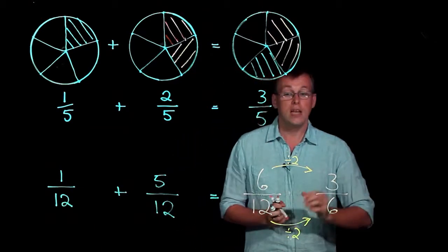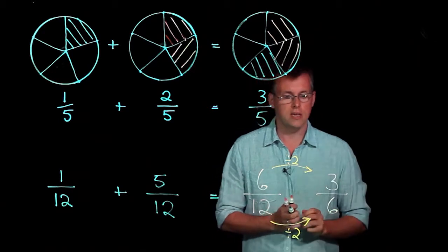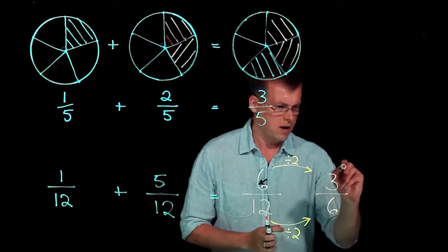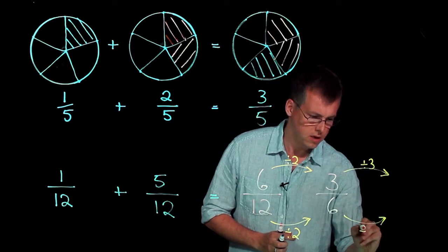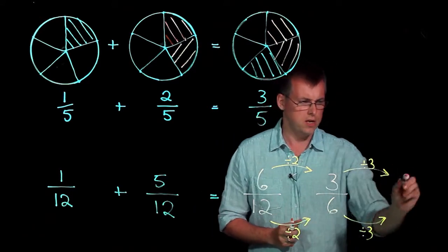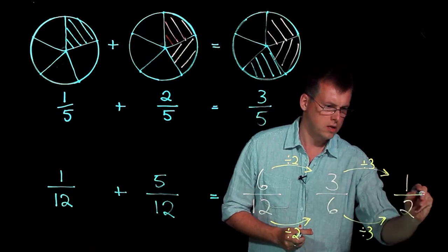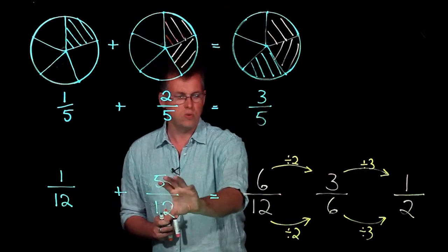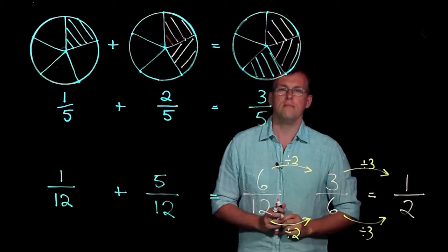Okay? And we can actually simplify this fraction further because 3 is a common factor of both 3 and 6, so we can divide both the numerator and the denominator by 3, giving us the fraction 3's into 3, there's one of them, 3's into 6 goes twice, giving us a half. So 1/12 plus 5/12 equals 1/2.